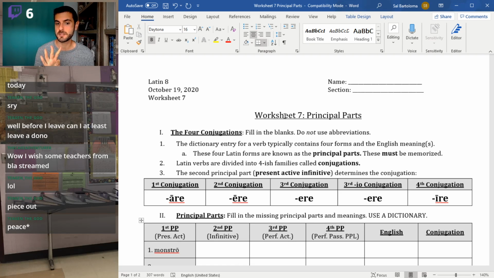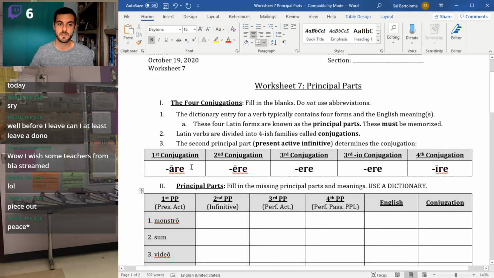There are four of them in Latin, and they just have to be memorized. That's just part of learning the verb. There's no pattern where you can say, if the first principal part looks like this, now I know what all the other ones are going to look like. There's no one set pattern for them. We also talked about dividing verbs into conjugations, right, into the families that they belong to.